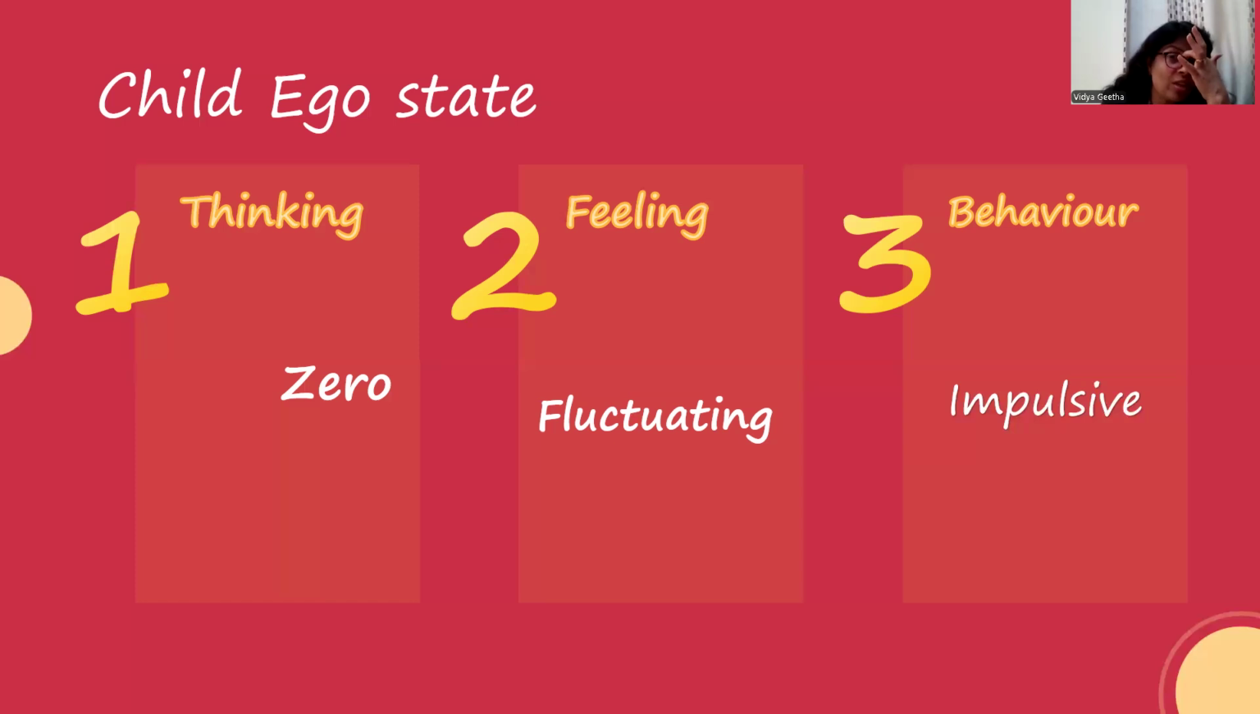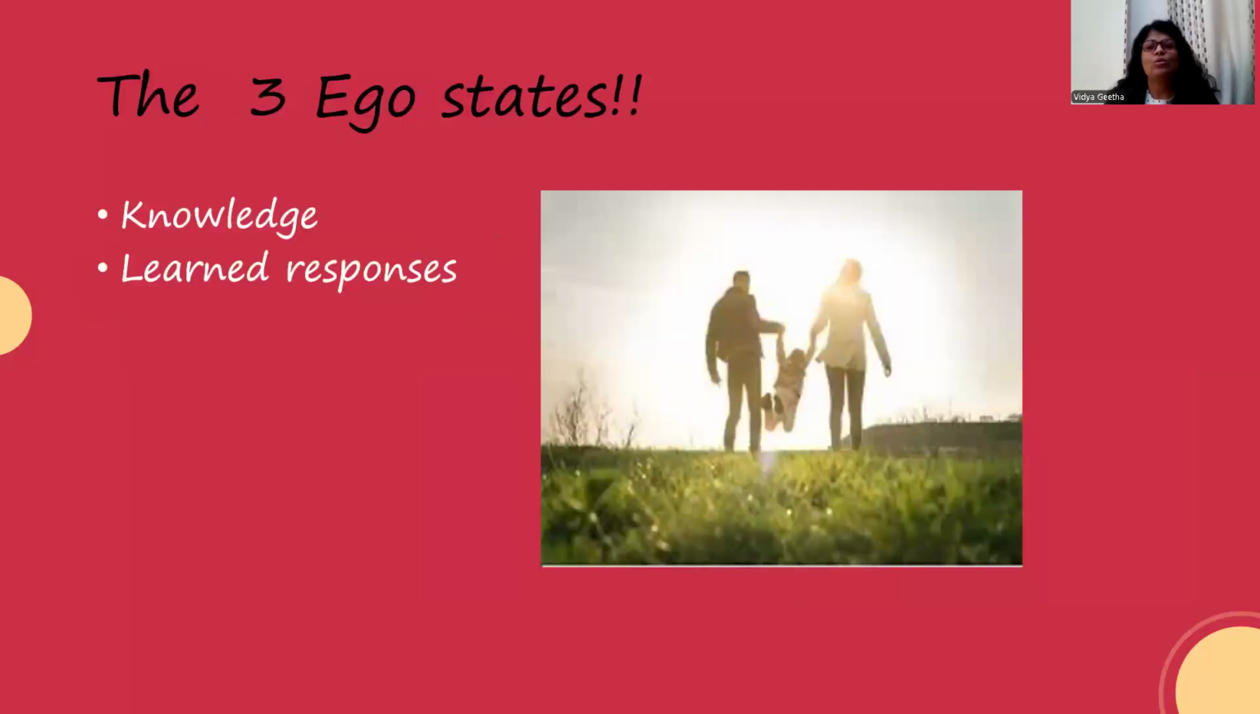It can be like a happy child, or it can be like a frightened, fearful look, or it can be an angry look if it is a rebellious child. So that is about this thinking, feeling, and behavior from this ego state. Next, we will see the second ego state, parental ego state.